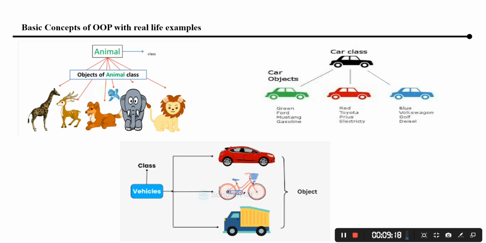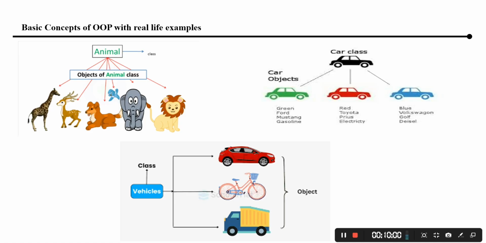Animal. So animal is a class, and the objects under the animal class are different types of animals based on their features. A giraffe, deer, dog, elephant, lion, and so on. So each animal is one object, but each one is under the class animal. So each one is treated as an animal. Next, another example is car class. So car is a general category under which we are having several types of cars based on their color, their company, their engine power, their fuel type, like that.